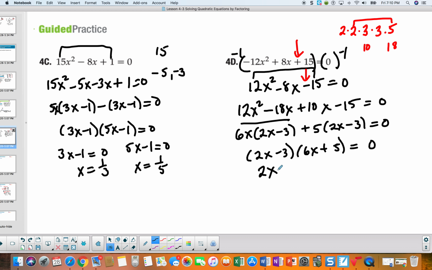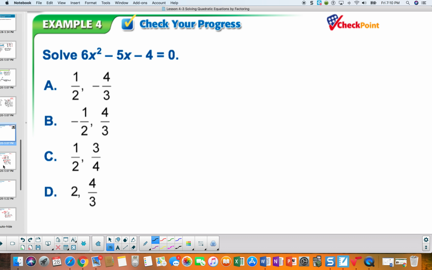I'm going to set each equal to 0. And so x will be equal to 3/2, and x will be -5/6. And those are the answers that'll work. Okay, pause and see what you can do.